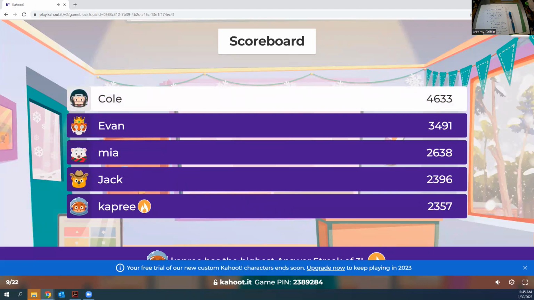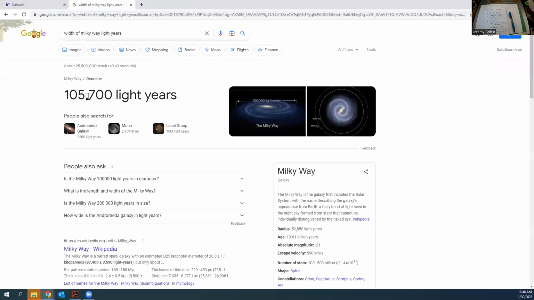Let me Google this real fast. I should know this. Width of Milky Way in light years. Let's see what this is. Oh, that's more than I thought. Okay, my Google search is saying 100,000 light years. Is that really the width of the Milky Way? That seems crazy. Oh, okay, I guess so.